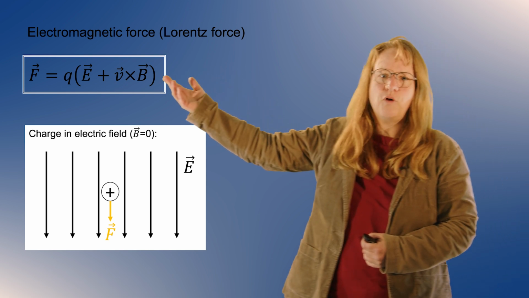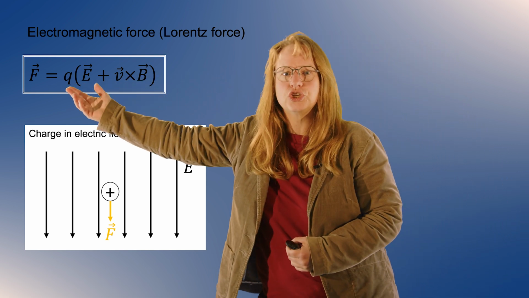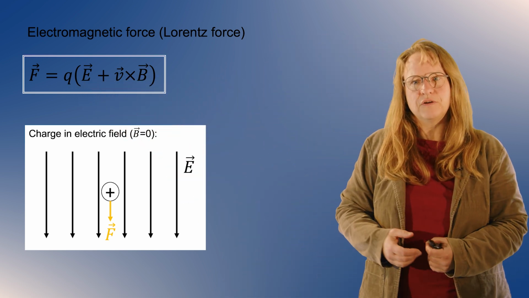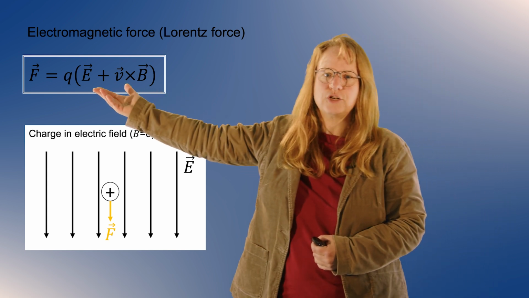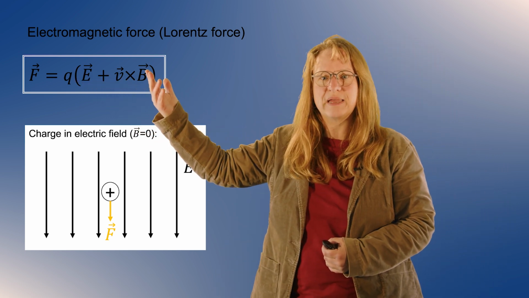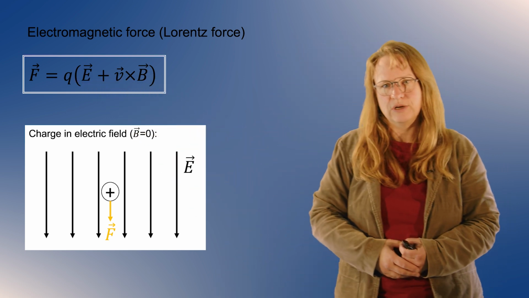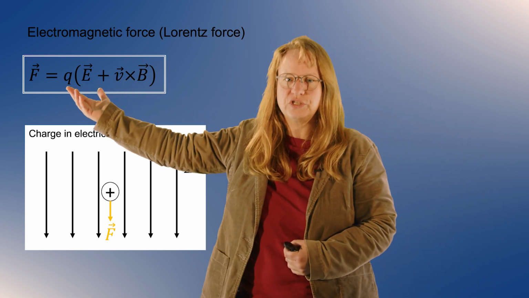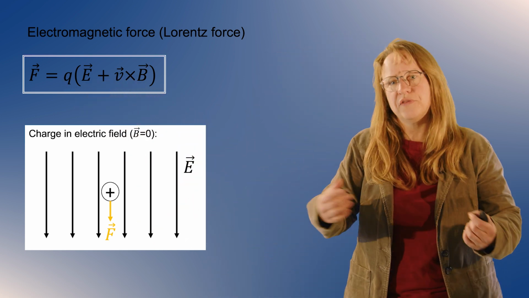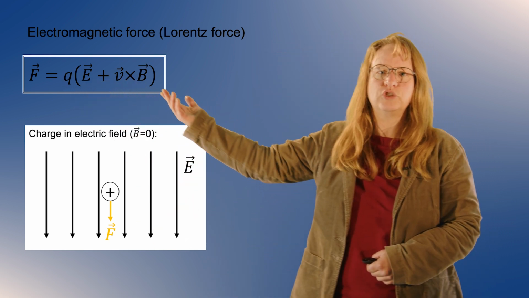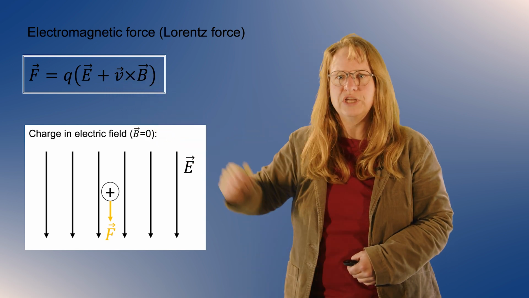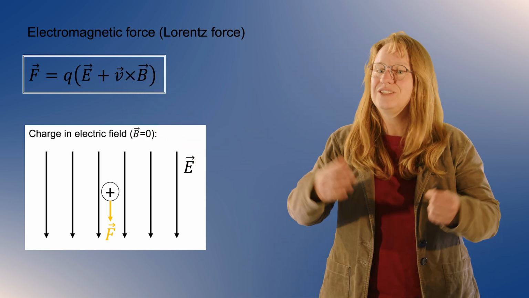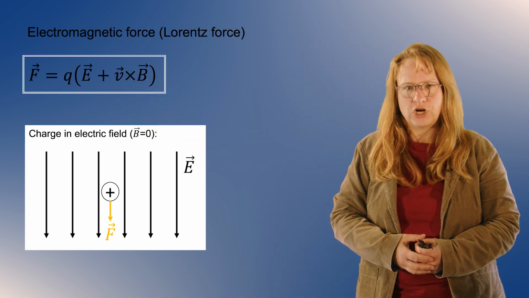If we look at the force on a charge Q, we see that this force is caused by the electric field and also by the magnetic field if we have motion. And this combined force on the charge Q is called the Lorentz force, or sometimes only this back part here is called the Lorentz force. But let's talk about this combined force on charges.